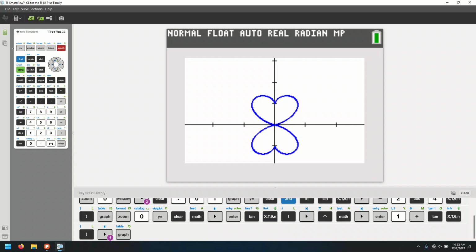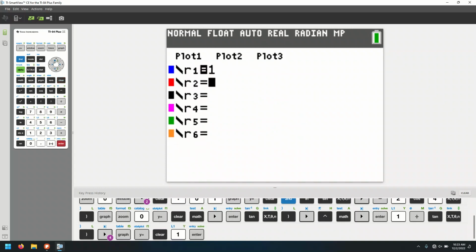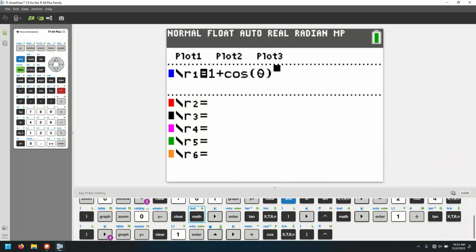Oh, the Pac-Man. Let me do the Pac-Man. Hopefully I can get it right because there's usually an issue with this one. So that's a 1 plus 1 plus cosine theta, and close parentheses, and raise that to the 999 power.